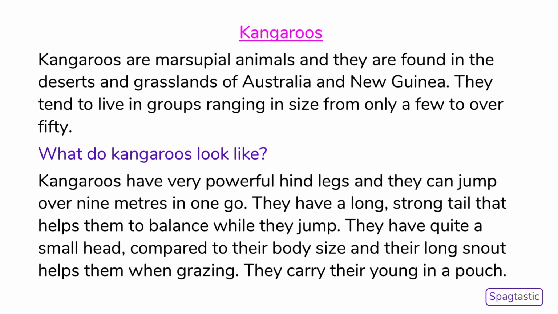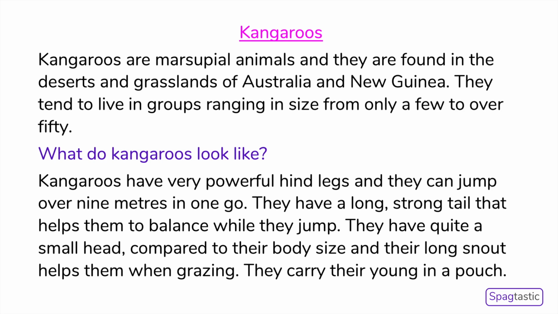Here is a text about kangaroos that has a heading and a subheading. The text begins with the heading Kangaroos, which is coloured pink. This tells the reader straight away what the text is about. Then we have an introduction to give the reader more information about the text. Kangaroos are marsupial animals and they are found in the deserts and grasslands of Australia and New Guinea. They tend to live in groups ranging in size from only a few to over 50.